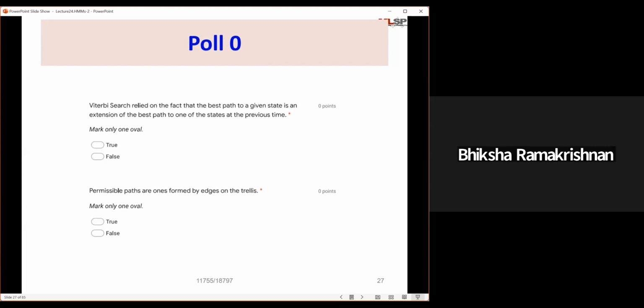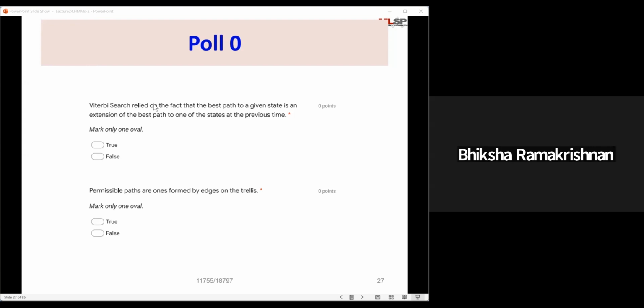Given this, now here's a zeroth poll. We don't have actual online polls because this is an off class of the regular scheduled class, but I'm going to just ask you these questions. So here was the poll. Viterbi search relies on the fact that the best path to a given state is an extension of the best path to one of the states in the previous time. True or false?